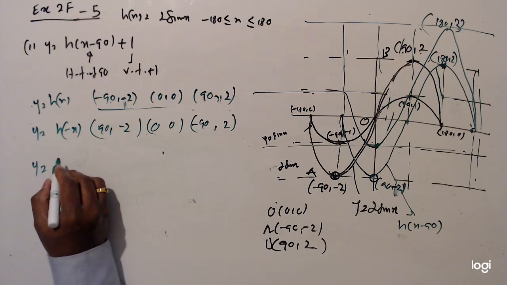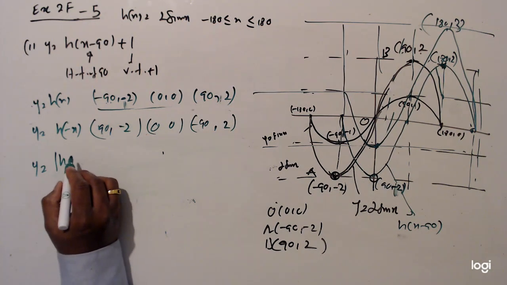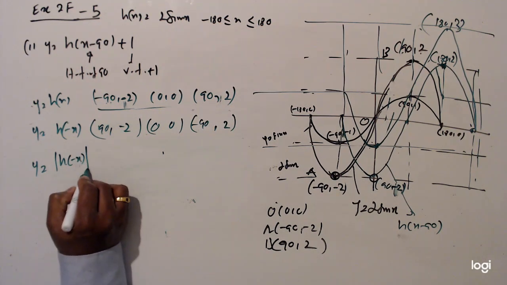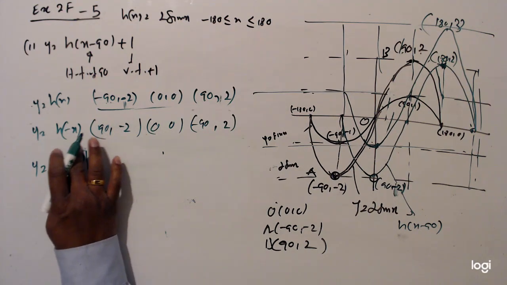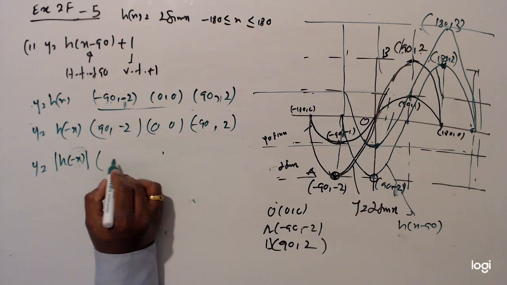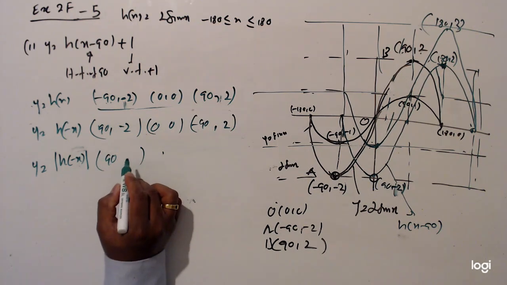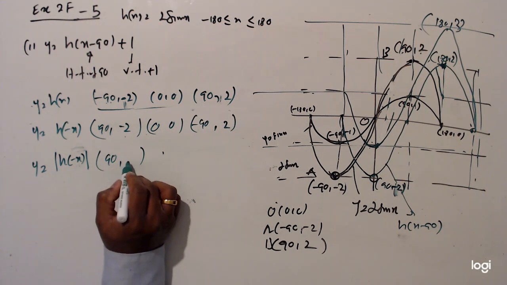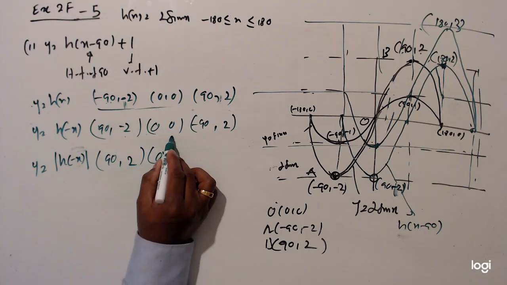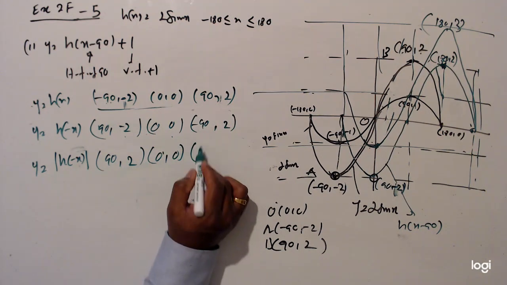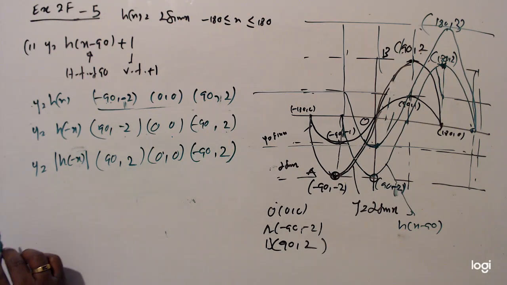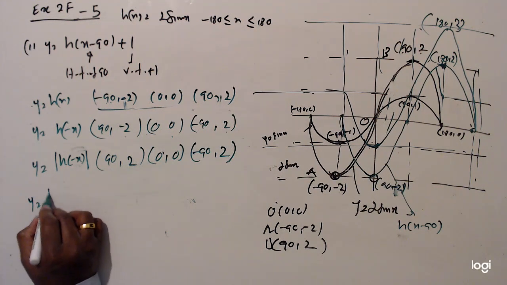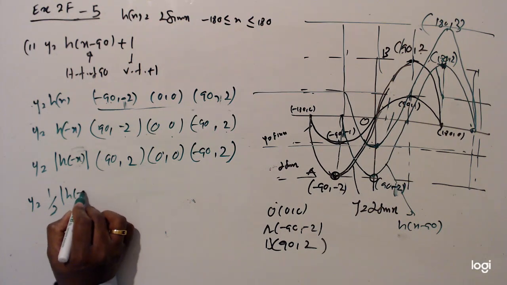Now y equals mod h(x). What is the task of this mod now? The task of this mod is to turn all the y values to positive. So a negative y value becomes positive. The positive ones stay as they are. Minus 90, the y value is positive, stays as it is. Then y equals half of h(minus x).